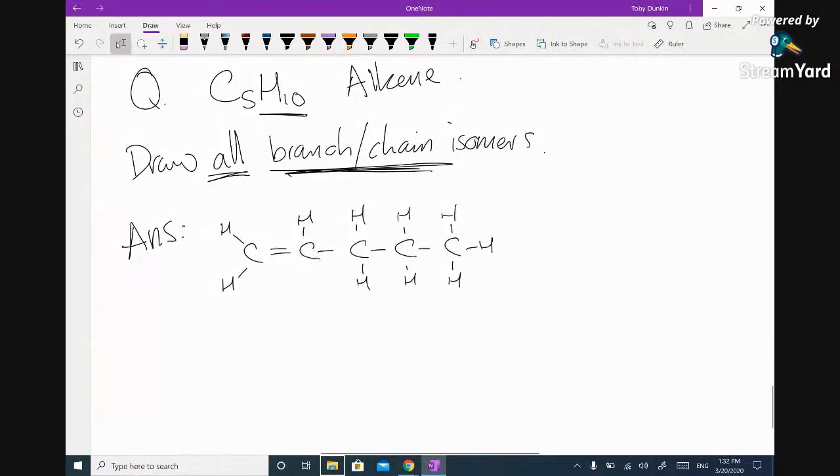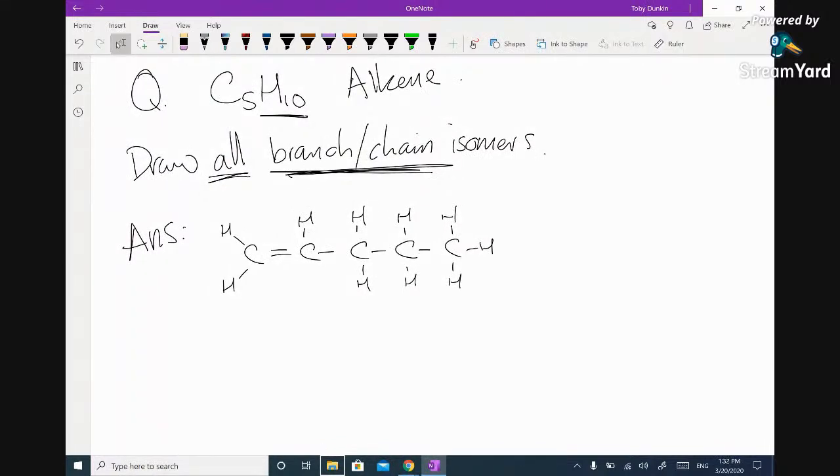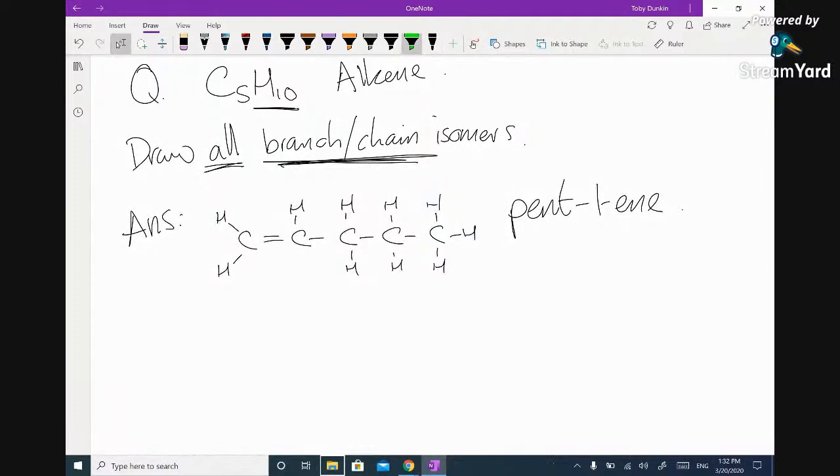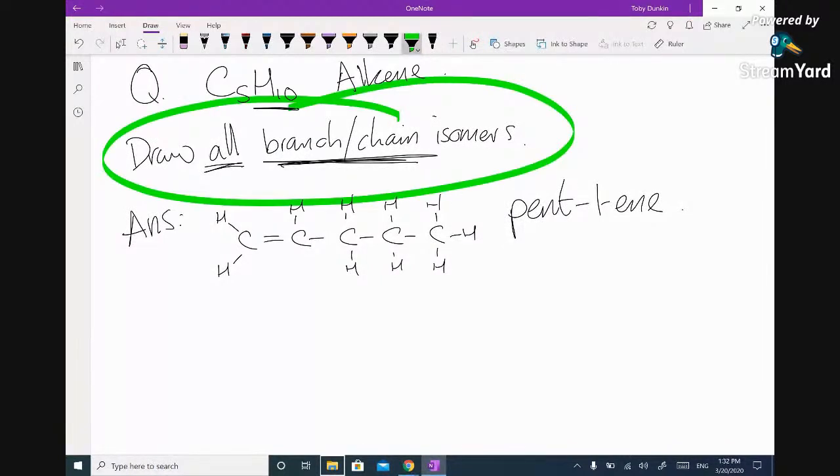So they're going to give you this molecule, pent-1-ene. They'll probably ask you to name it first. And they will say, draw all branch and chain isomers. So let's now have a look.